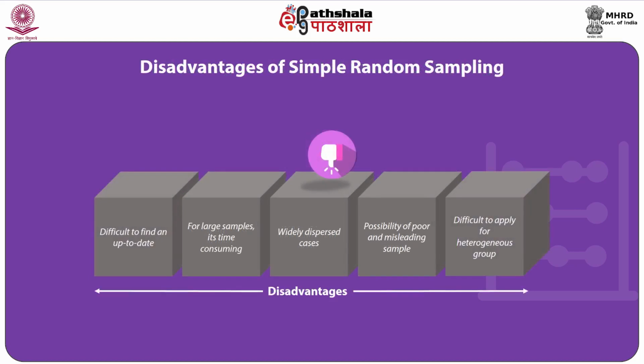Disadvantages wise, in most cases it is difficult to find an up-to-date list of all the units. In the case of a large sample selection, the numbering and ordering of every unit is time consuming and expensive. There is also the drawback of the possibility of selected cases being too widely dispersed, and hence cost and time would be more. There is a possibility of obtaining a poor and misleading sample, and finally, it is difficult to apply to heterogeneous groups.